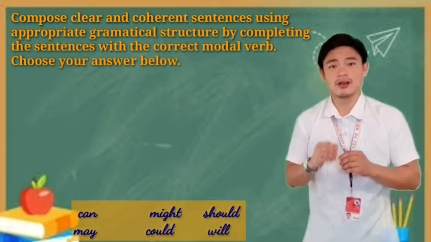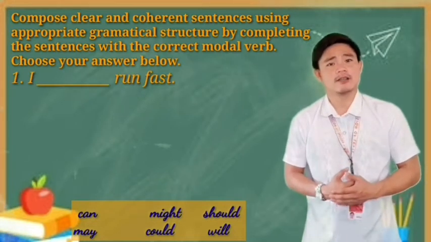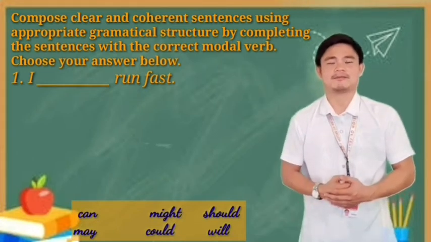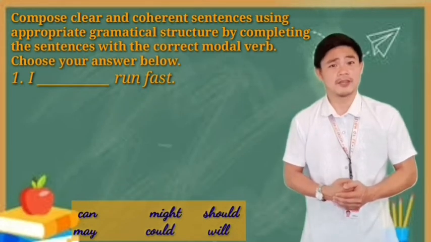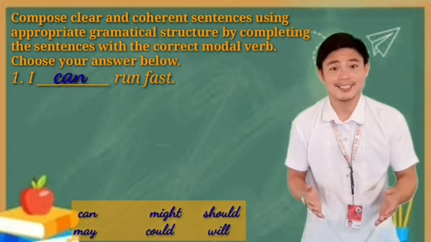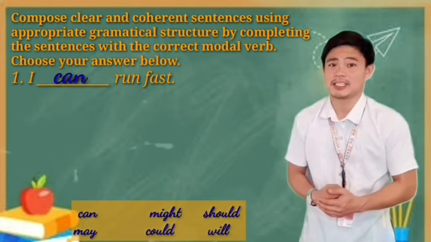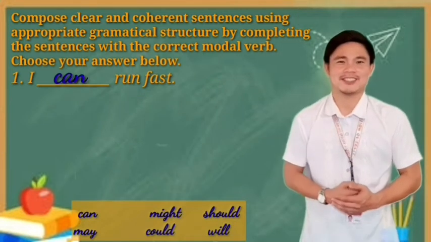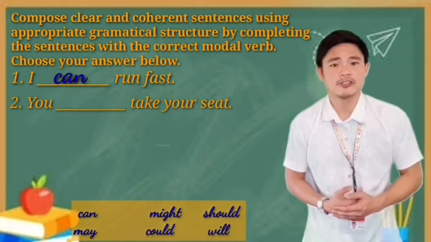Sentence number 1. I blank ran fast. What is the modal verb? The modal verb used for sentence number 1 is can. I can run fast, and it expresses ability. Sentence number 2. You blank take your seat.